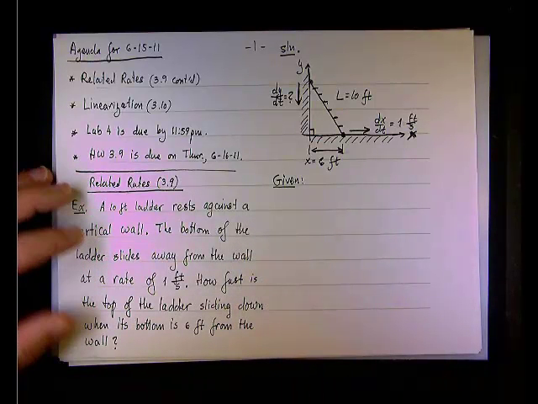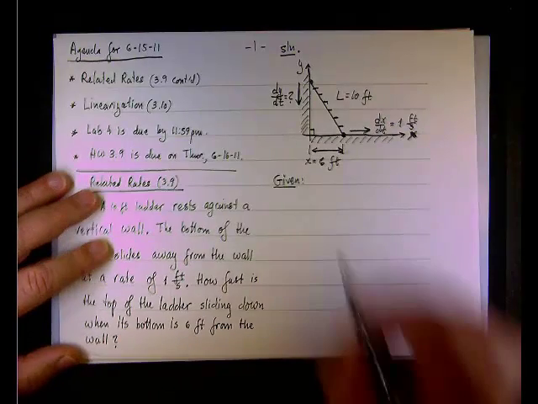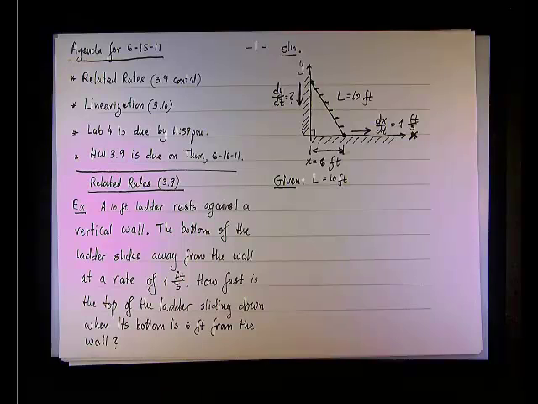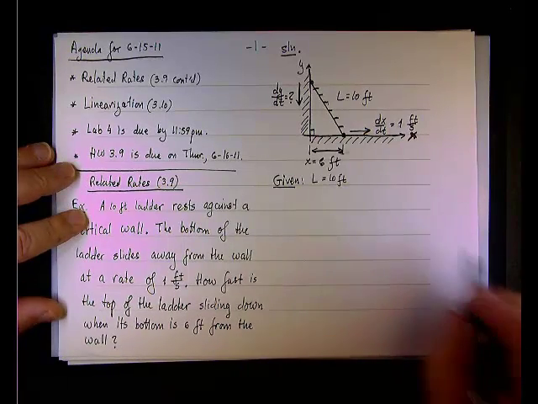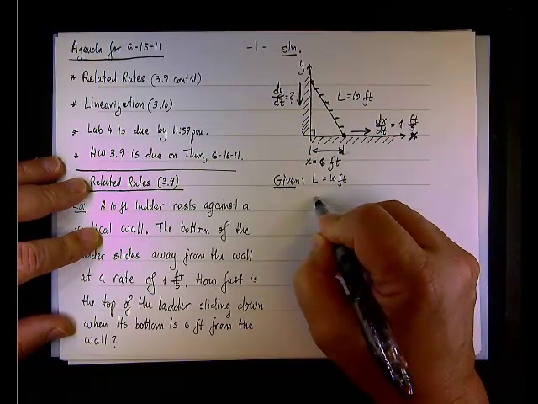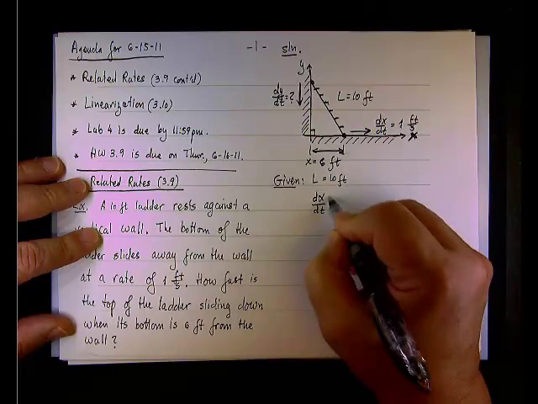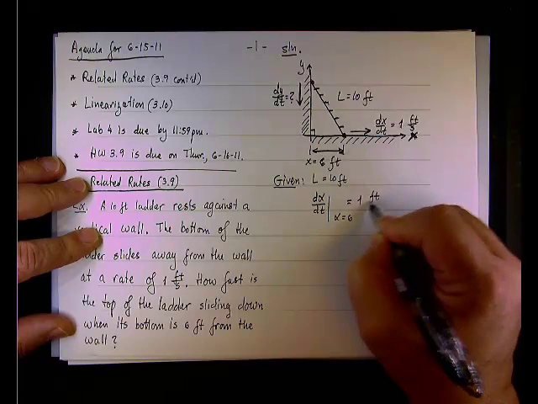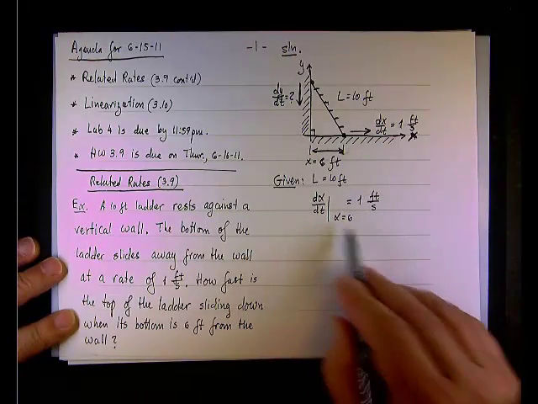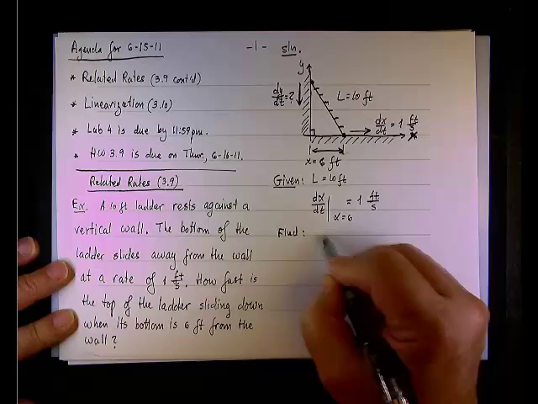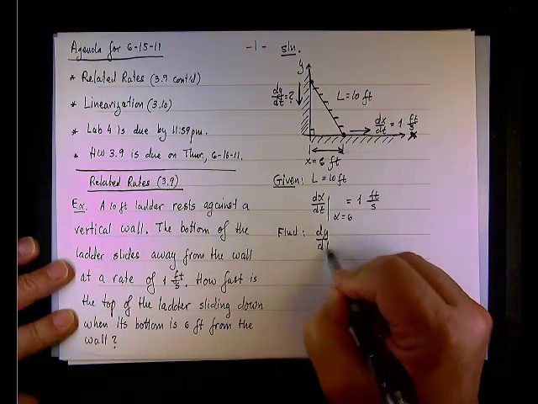By drawing this, the story becomes clearer, and the other strategy is to write down what is given and what we need to find. So what's given to us is that L equals 10 feet. There is some redundancy here, but it's good to list. The other part is that we know dx/dt when x equals 6 equals 1 foot per second. So this is the data. What we need to find is dy/dt.